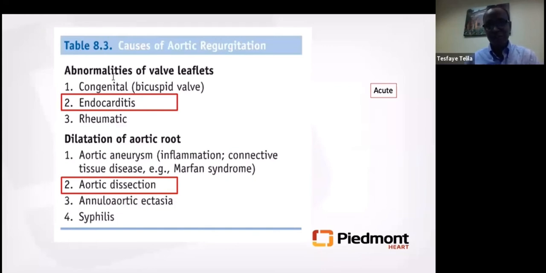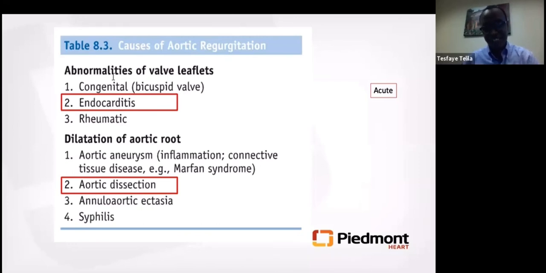So what are the causes of aortic regurgitation? It could be endocarditis. Okay, this patient I just showed you luckily did not have endocarditis, but if it is endocarditis, it's an even bigger challenge because you put a prosthetic valve and now the valve will be infected, so it's going to be challenging.